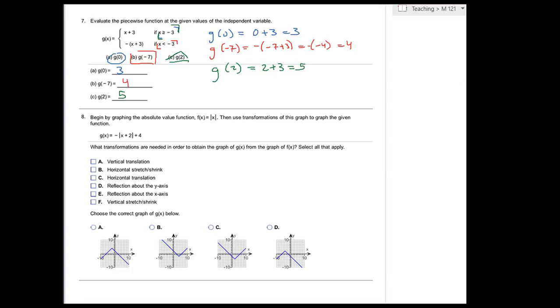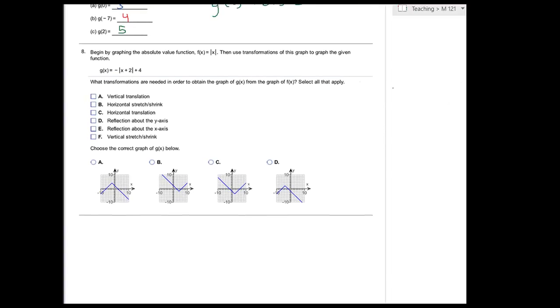Okay. Next question. Look at this. It's another graph transformation. For the absolute value function, g of x equals negative absolute value of x plus 2, plus 4. What transformations are needed in order to obtain the graph of g of x from the graph of f of x? Select all that apply. Well, this x plus 2 right there tells me that there's a horizontal translation. Then, look, we've got this plus 4 on the end. That's a vertical translation. And last, this negative sign tells me that we're going to have some sort of reflection. Now, is that about the y-axis or the x-axis? That reflection is going to be about the x-axis.